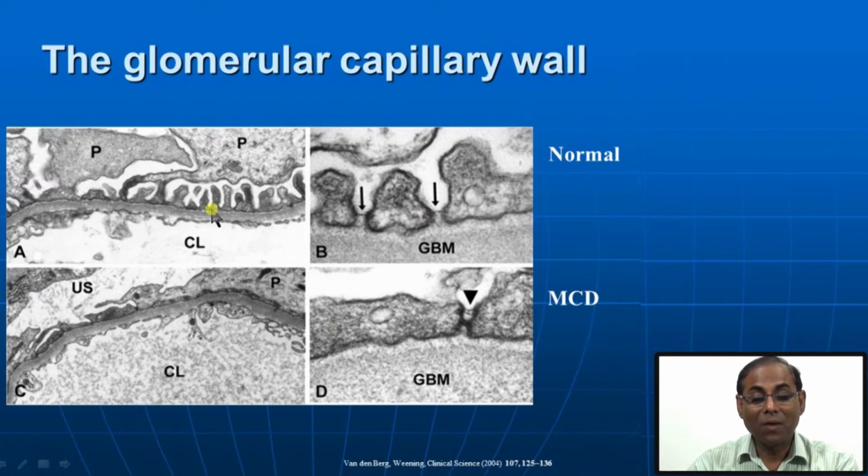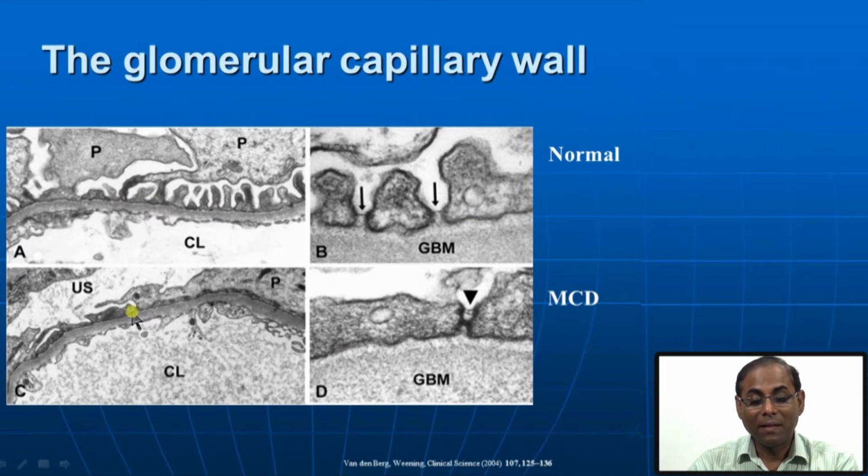You can see this is the normal one, and this is the capillary side with endothelial cells, this is the podocyte, and these are the foot processes. In between the foot processes you have the slit pore membrane, and the foot processes are uniformly distributed with a uniform appearance of the slit pores.